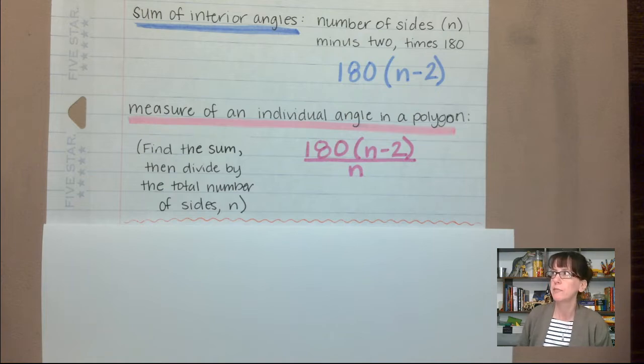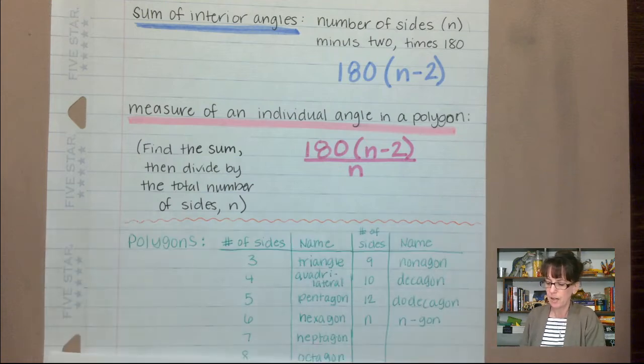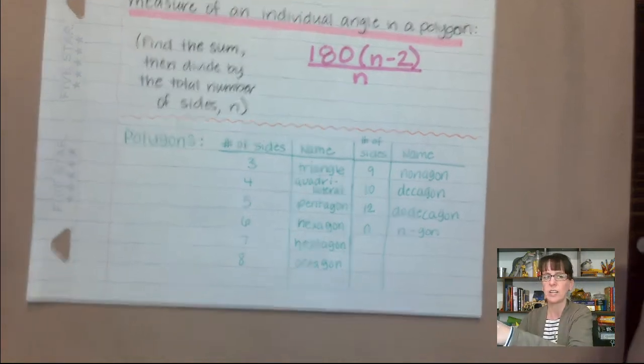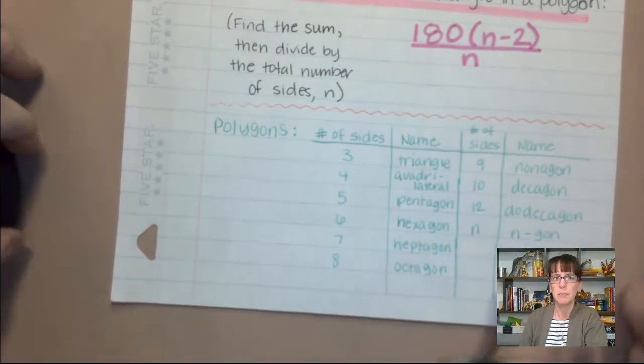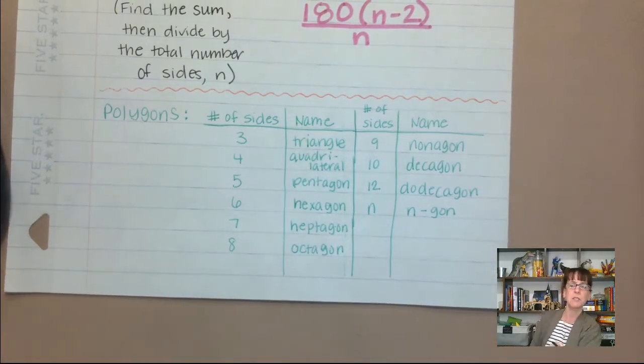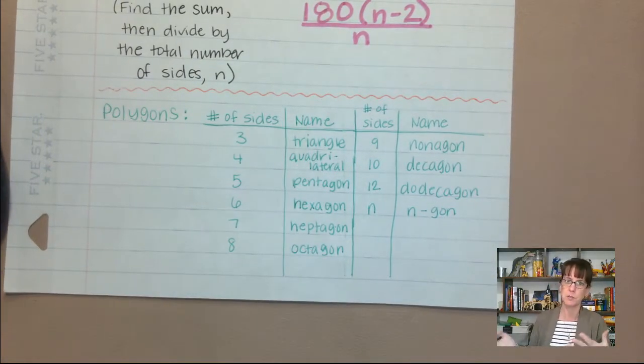And if this sounds confusing, totally understand. We're going to do some examples so that you can see how this works. Okay, so just in case you didn't get that from the previous one, this is from our previous table. It's just the number of sides and then the name of the polygon that we have.